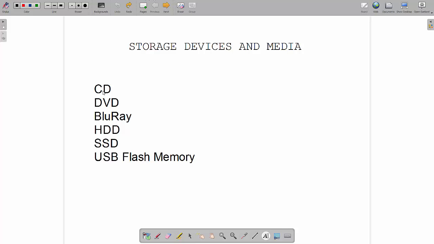These are the individual storage devices and media that you need to know about. For each one of these, you need to know the basic principles of operation, so how they work, only on a basic level, what they're used for, and advantages and disadvantages in comparison to each other. So let's get started. The first one we're going to have a look at is a CD.